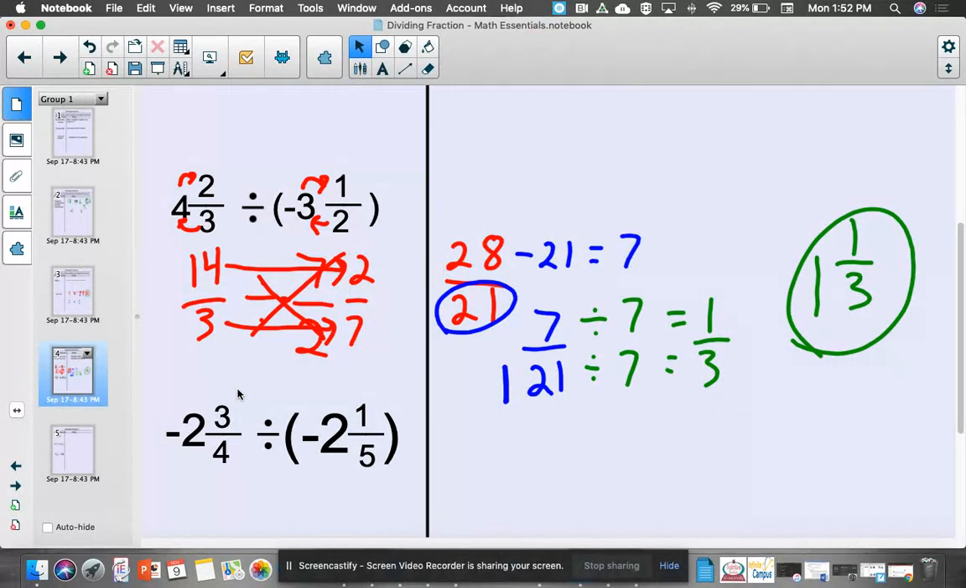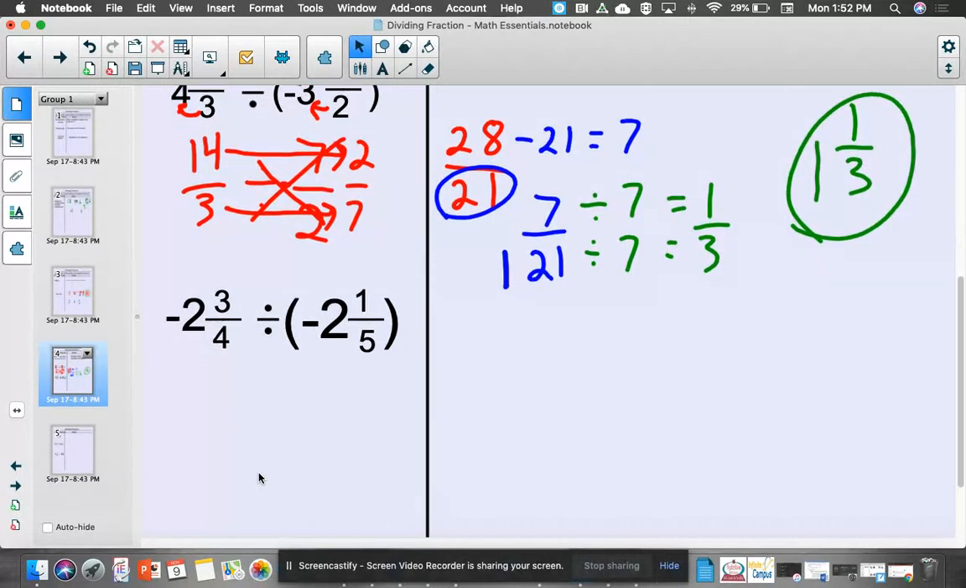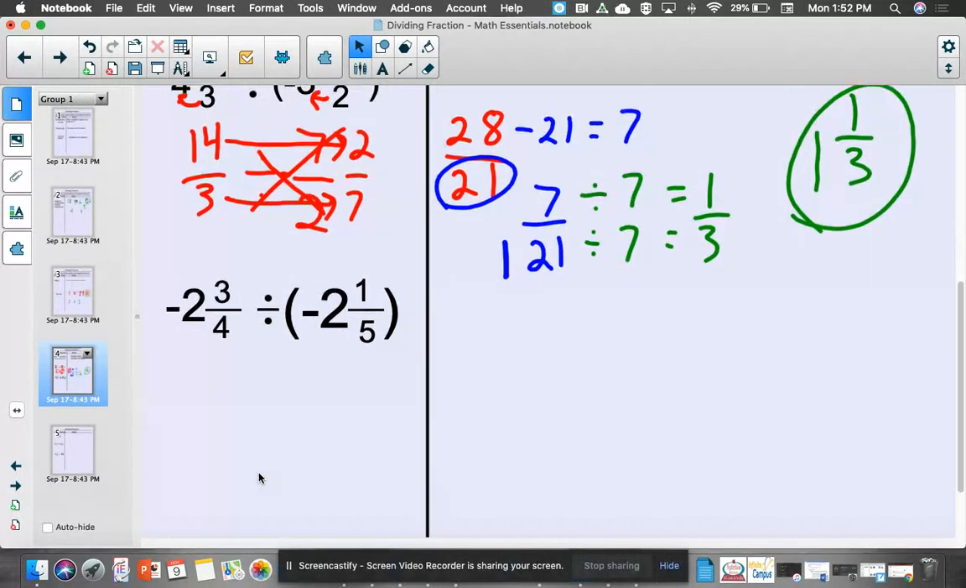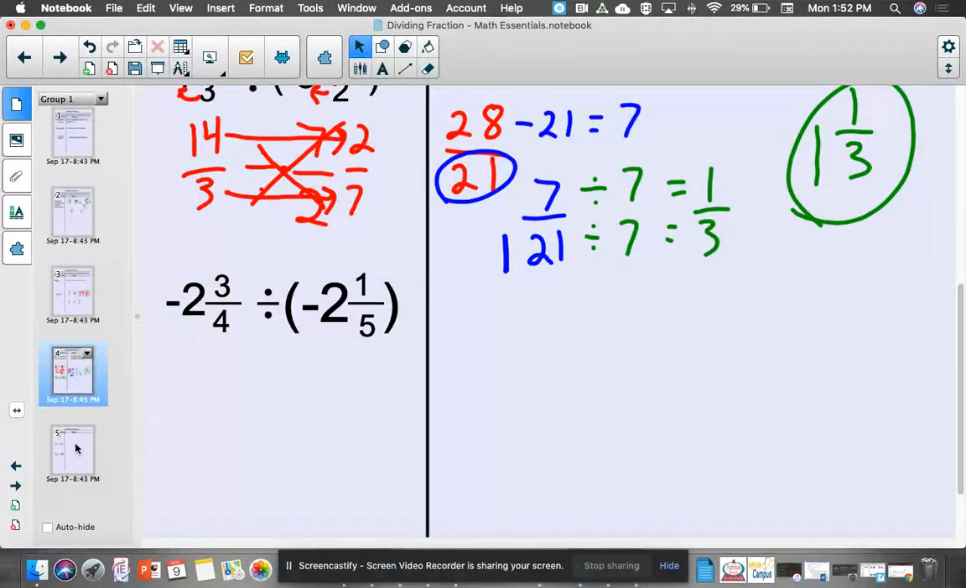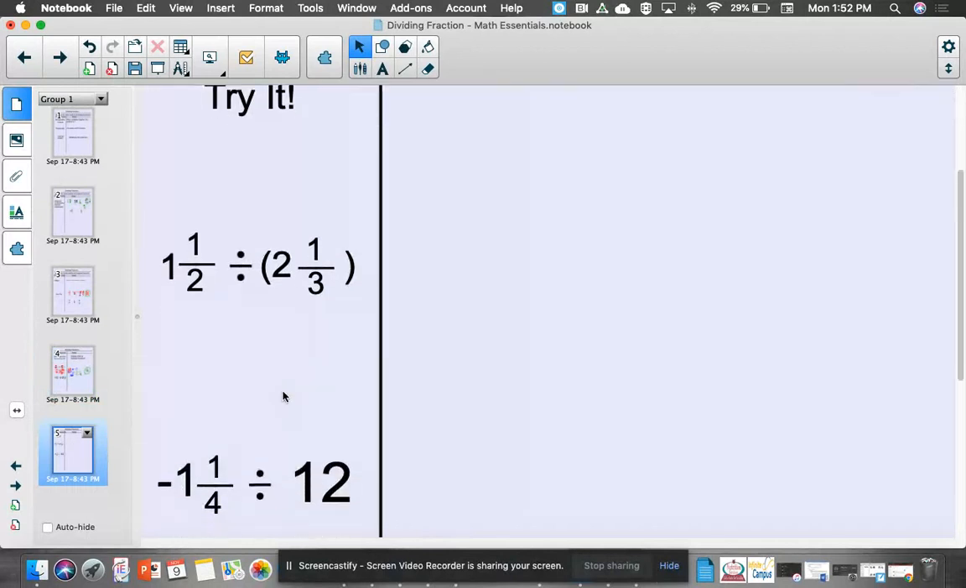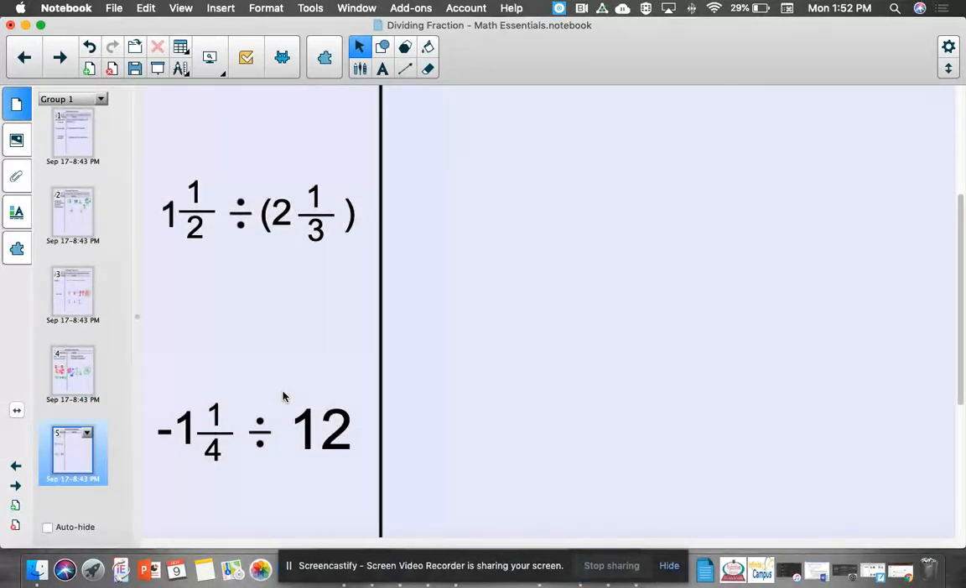Okay. Now you are going to do negative 2 3/4 divided by negative 2 1/5. Lastly, you can do 1 1/2 divided by 2 1/3, and negative 1 1/4 divided by 12.